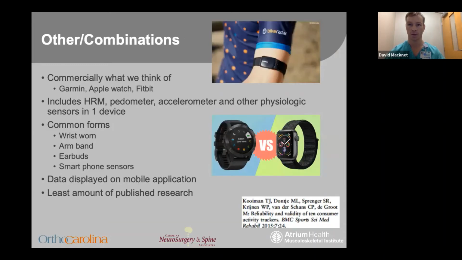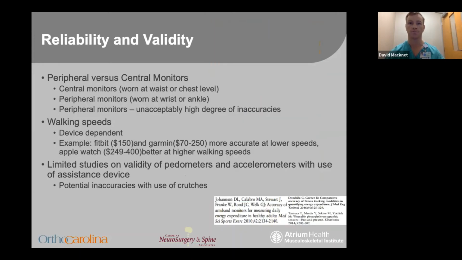The combination products are less widely used in research due to validity, healthcare information concerns, and reliability. But they're more commonly what we think of in the commercial design. These combinations include heart rate monitoring, accelerometers via gyroscopes, and possibly other physiologic sensors. They can be worn in a variety of body locations, have their own mobile applications for data display, but have the least amount of published literature on them.